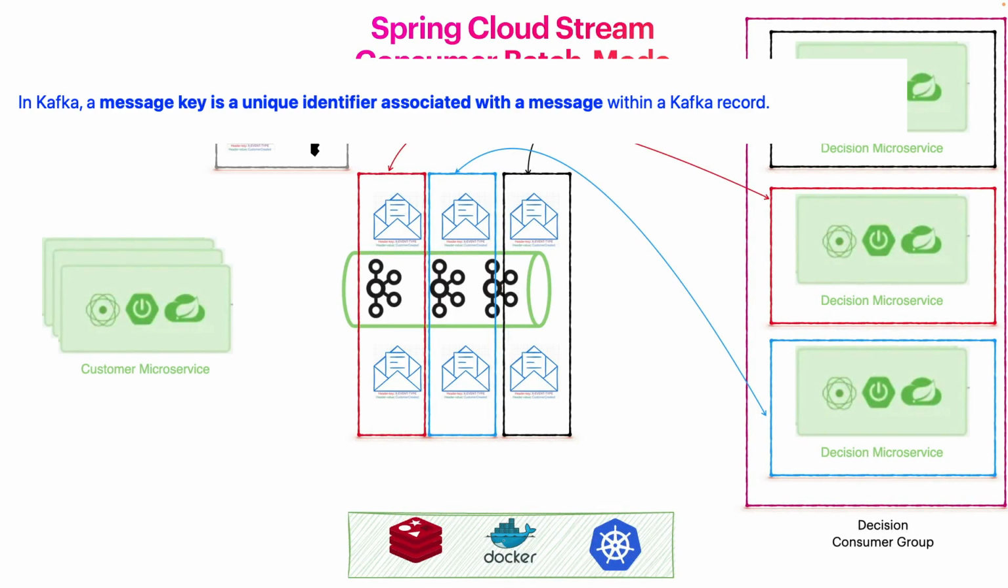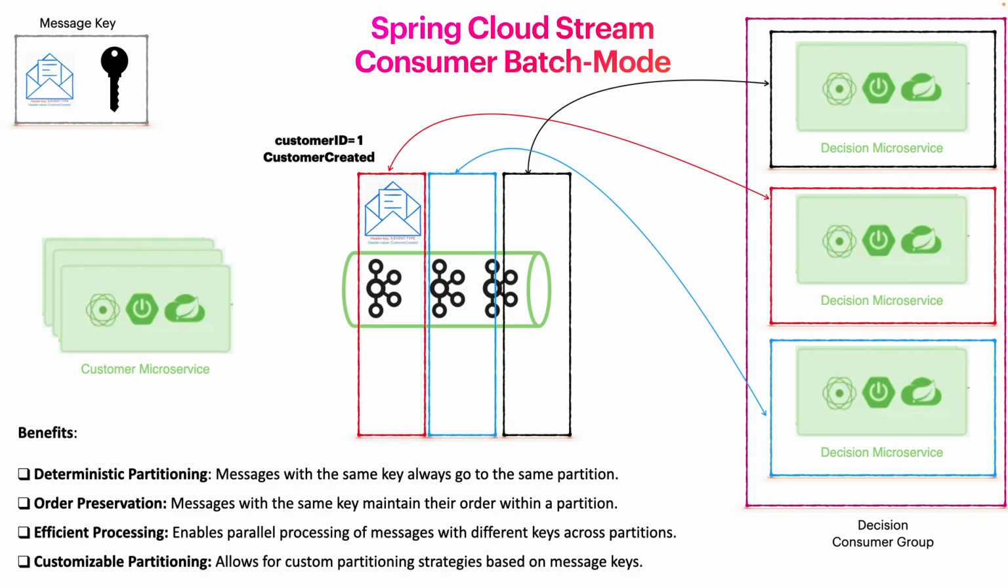Now, going back here in our presentation, we already understand that the message key is important. Let me make it a little bit clearer. If we assign a message key, for example, let's suppose that our customer microservice produces a message customer created and the customer ID is 1. If we use this ID 1 as the message key, every time we receive a message with this specific ID 1, it will be associated to a particular partition.